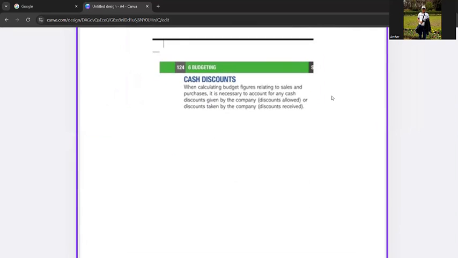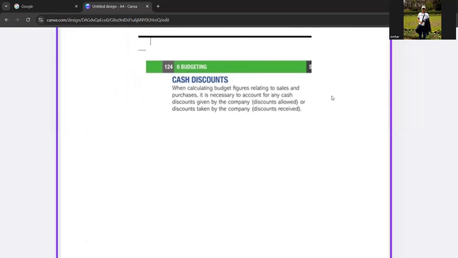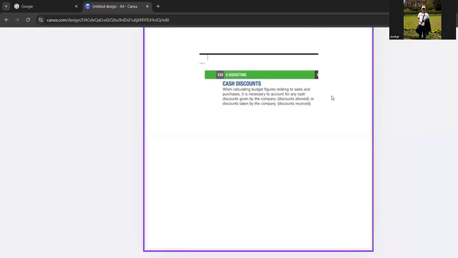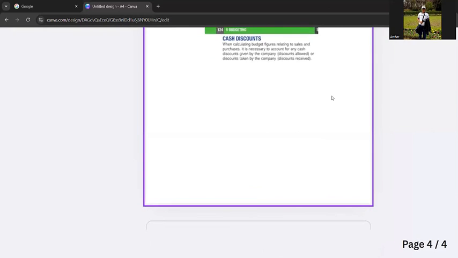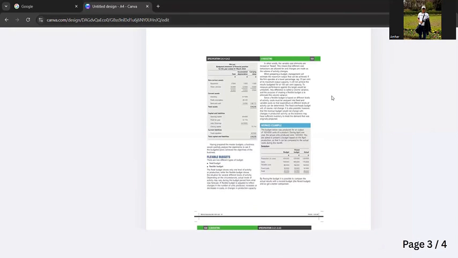And then here we'll study cash discounts. In this, they are saying when calculating budget figures relating to sales and purchases, it is necessary to account for any cash discounts given by the company. So when we are preparing budgets, if there are any cash discounts, then we will make some changes. Even cash discount we will have to consider when we are preparing budgets. That is what they're saying. Did you understand the whole thing now? Yeah, I understand the whole thing.